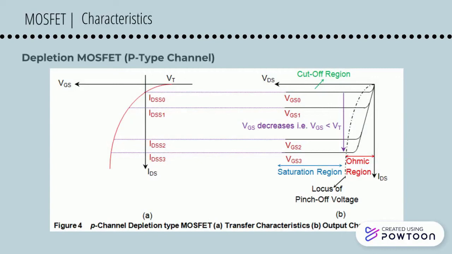Lastly, in order to switch this device off, one needs to increase VGS such that it becomes equal to or greater than the threshold voltage. This is because when done so, the device will be deprived of this P-type channel, which further drives the MOSFET into its cut-off region of operation.